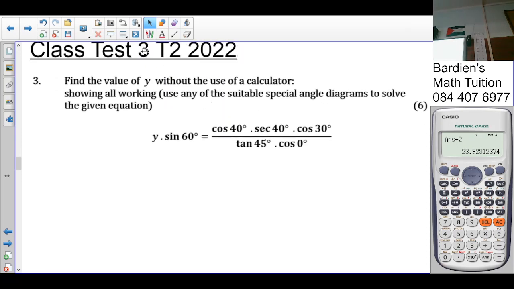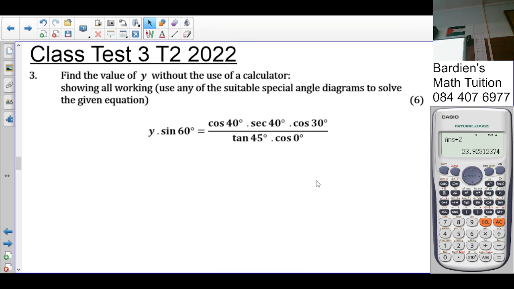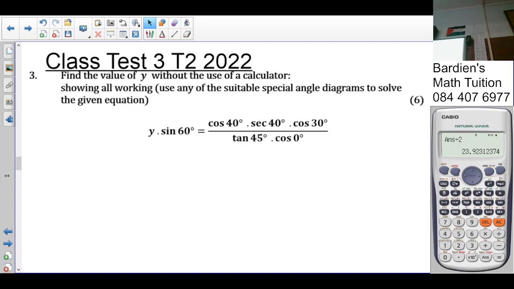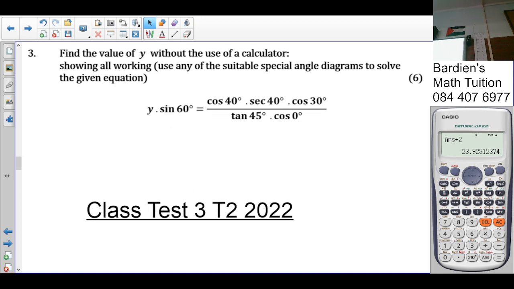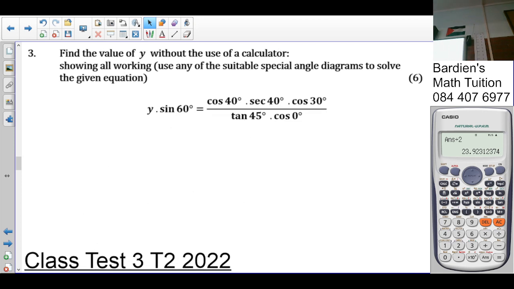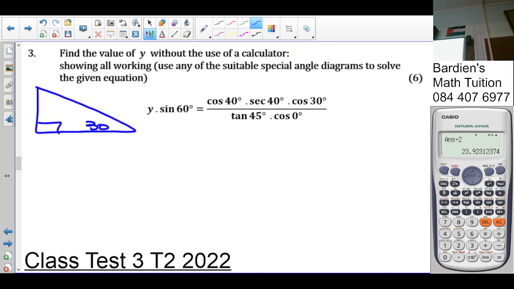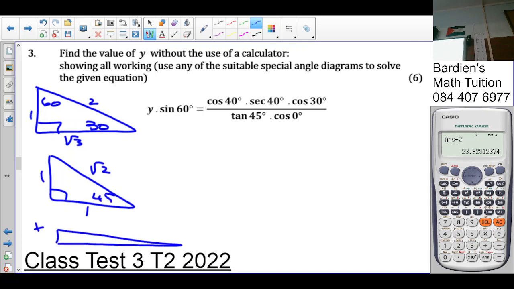In question 3, it says find the value of y without the use of a calculator. Show your working. Use a suitable special angle diagram to solve the given equation. Alright, so the special angles that we're referring to here are these triangles. For those of you who are seeing it for the first time, that is 30, so it's 1, 2, root 3. That is 60 there. It's going to be 1, 1, root 2. It's 45 degrees. And this is not a triangle, but it works for what we're looking at. There's 1, 1, 0, and 0.